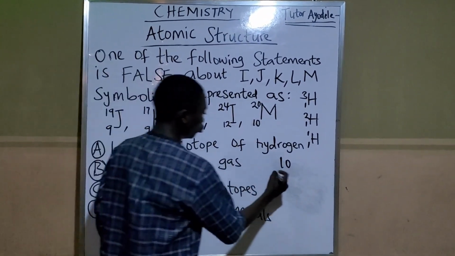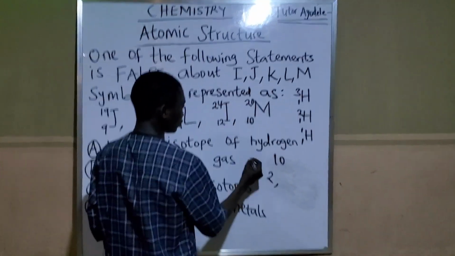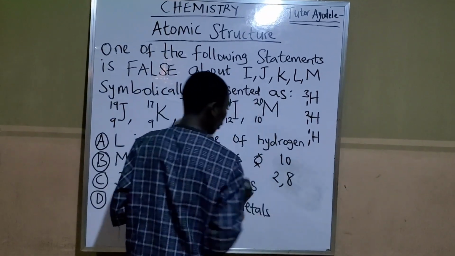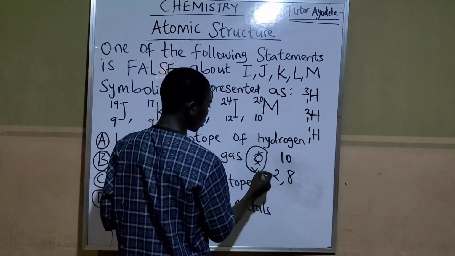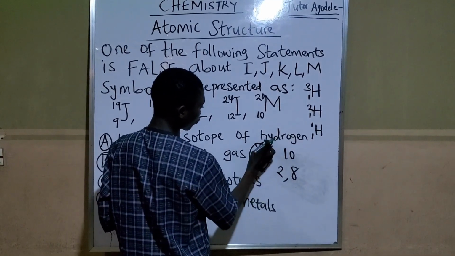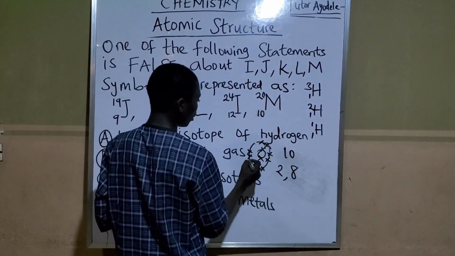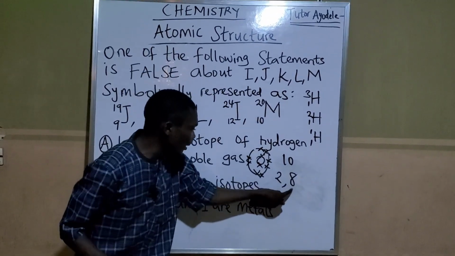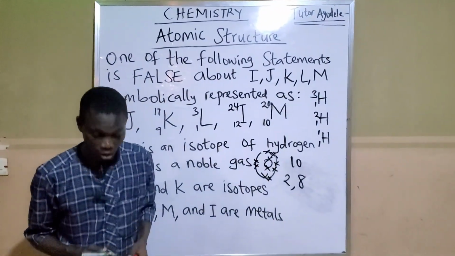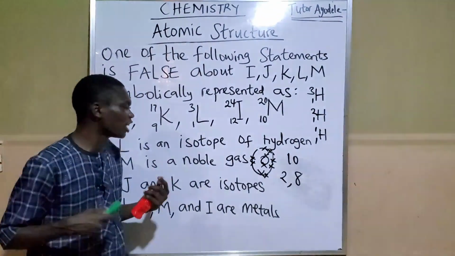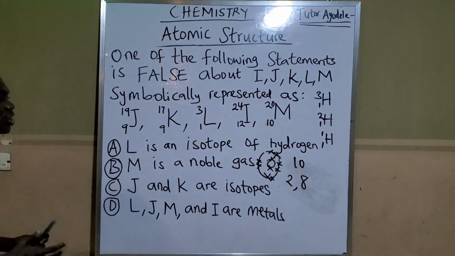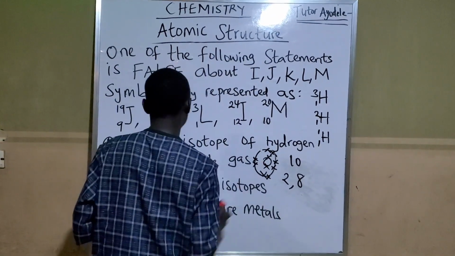The first orbital takes 2. If you subtract 2 from this, we are left with 8. So the next orbital will take 8. The last number here is referred to as the group. And what is the last number here? It's group 8. Another name for group 8 is noble gas. You can also call it group 0. So we can say that option B is perfectly correct.